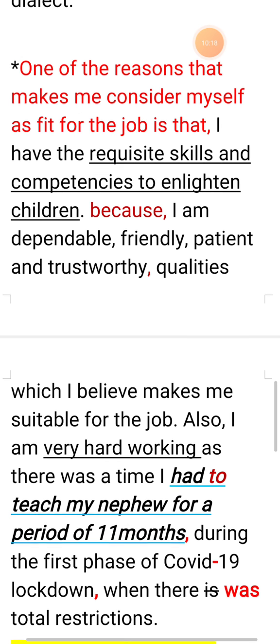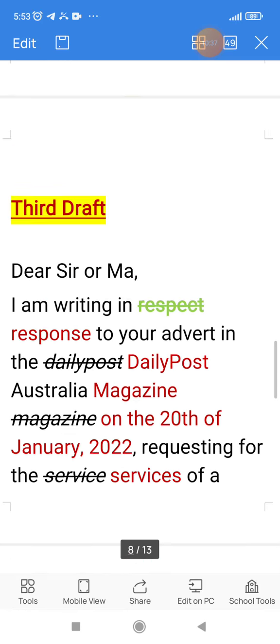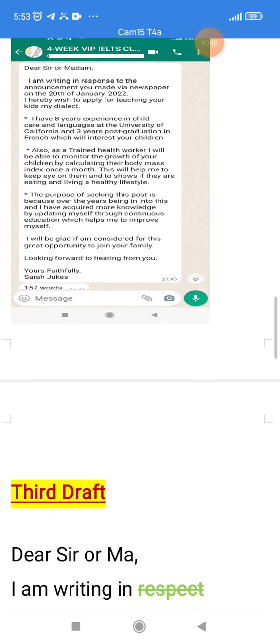You can see the corrections I made with respect to the punctuation and sentence construction. When you address your bullet points, you must ensure that the first sentence in that paragraph is responding directly to the question posed in the bullet point. Now, let's quickly go back. The question says, explain why you think you will be suitable for the job.